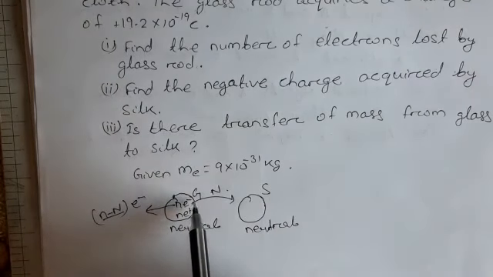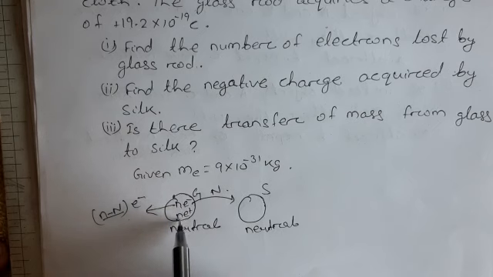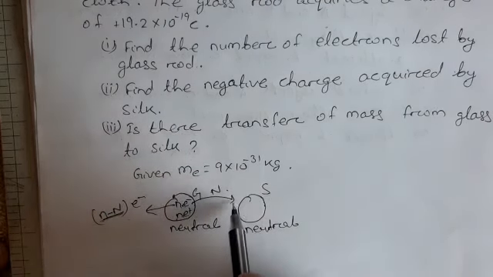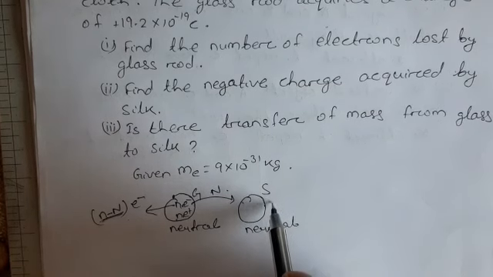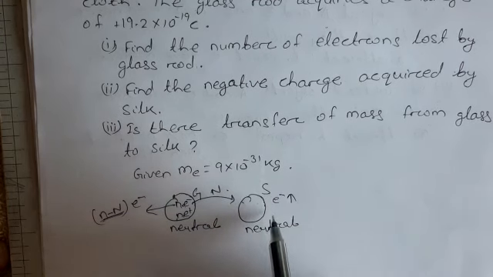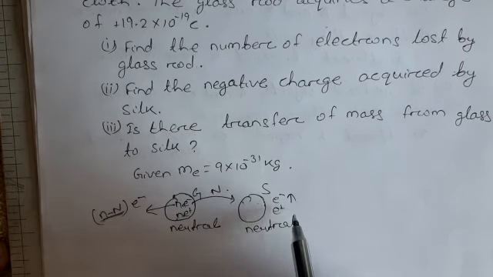So the glass will lose electrons, which means the number of protons is larger as compared to the number of electrons present in the glass rod. The silk will accept electrons, which means the electron number will increase there and the protons remain the same.